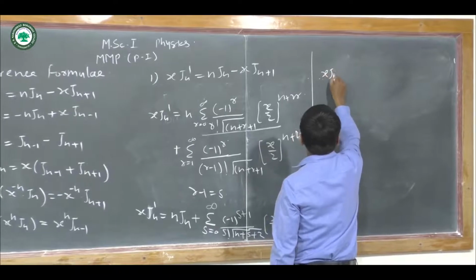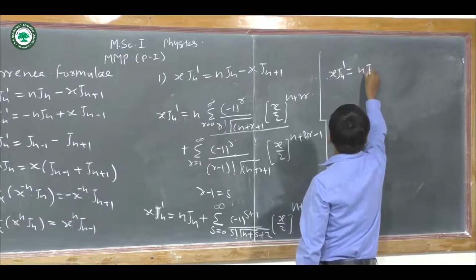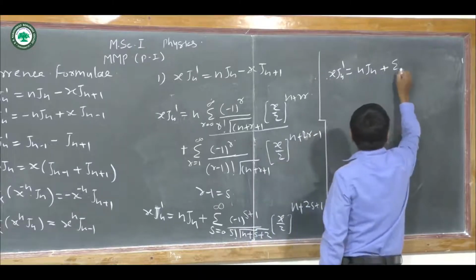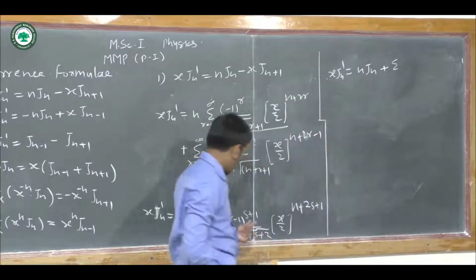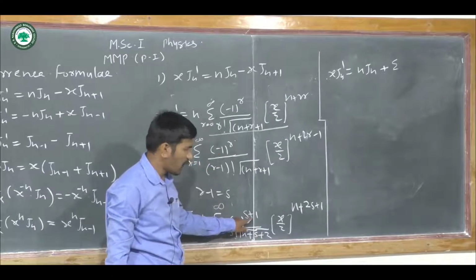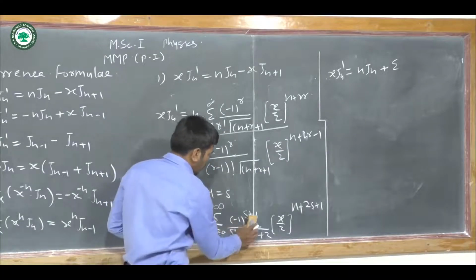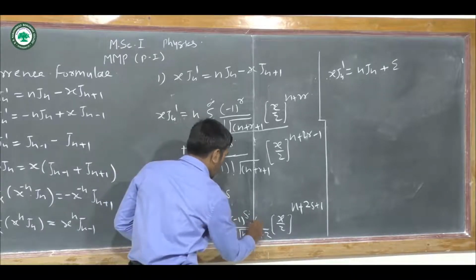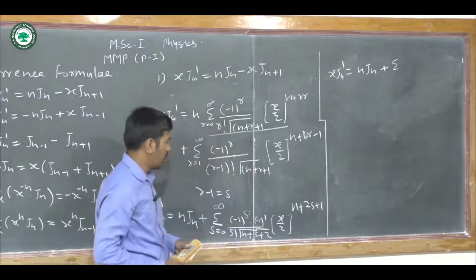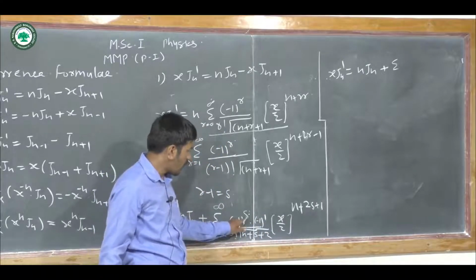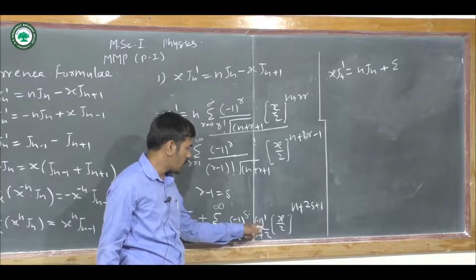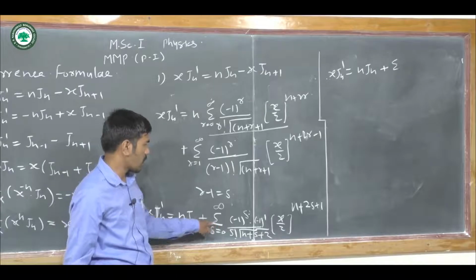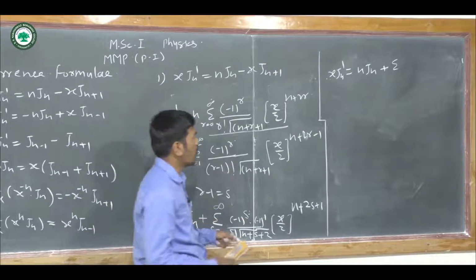So x Jn prime is equal to n into Jn plus summations. Now this minus 1 power s plus 1, we can write minus 1 power s into minus 1 power 1. These things we take out outside of the summations, so this plus will be changed to minus.